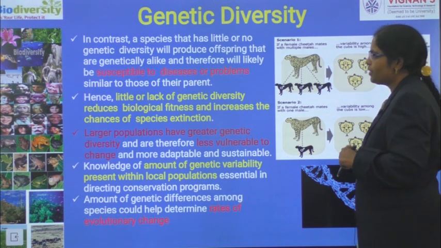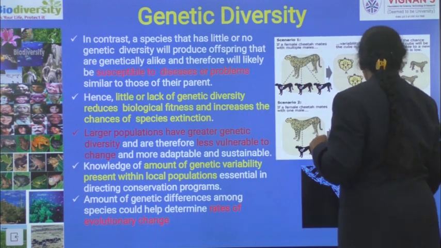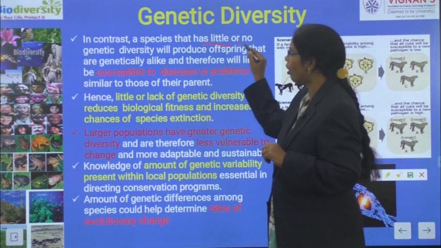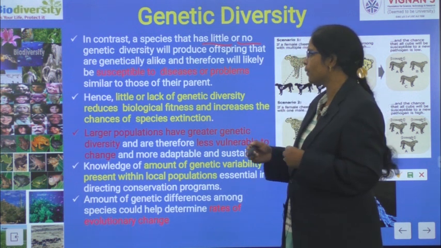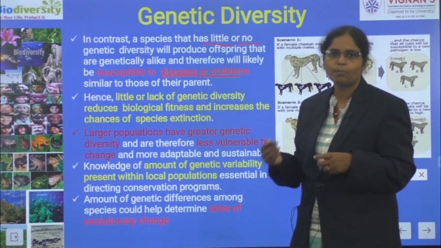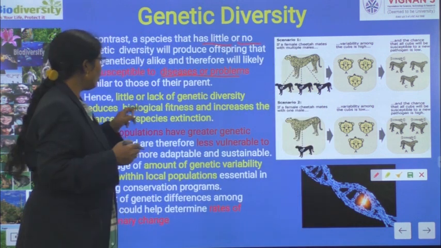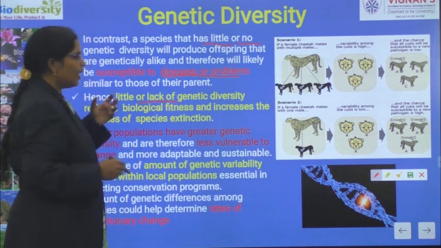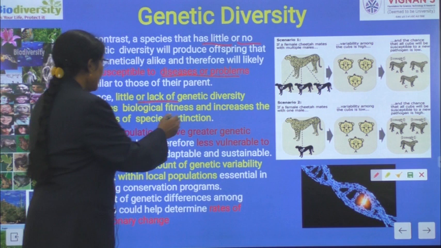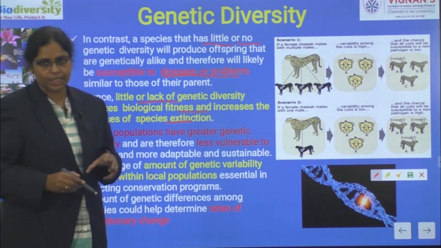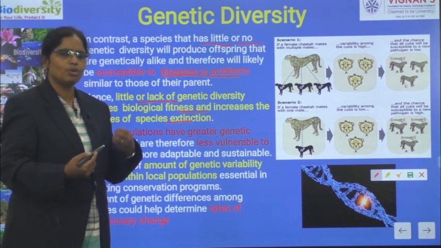And here, if the genetic diversity in a species is little or none, it will produce offsprings that are susceptible to disease or problems. And we can say, hence, that little or lack of genetic diversity reduces the biological fitness of a particular animal or plant and increases the chances of extinction.